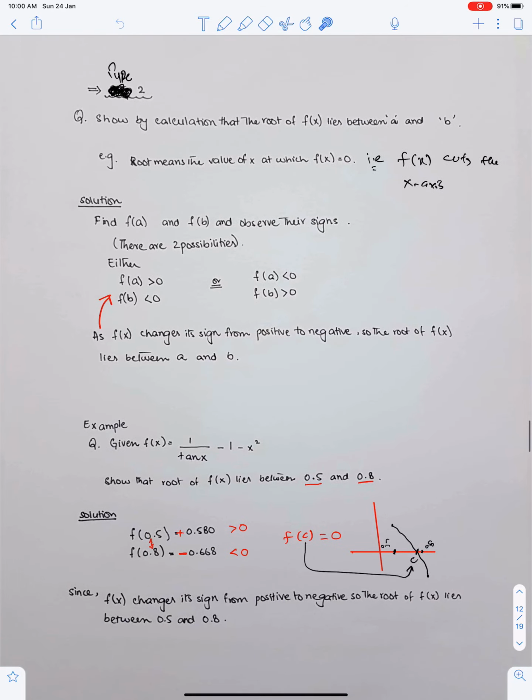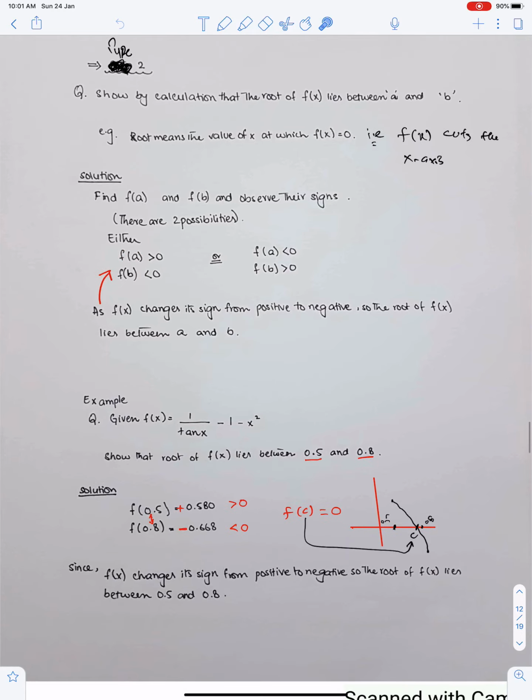This is the type 2 question. Show by calculation that the root of f of x lies between a and b. For that, you just need to find f of a and then f of b, and observe their signs. What if f of a is positive and f of b is negative? Then, since f changes its sign from positive to negative, the root of f of x will lie between this interval.